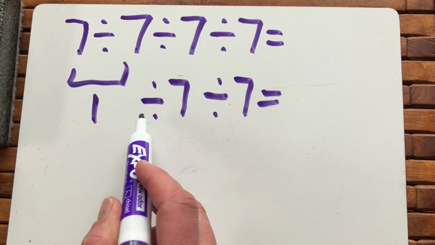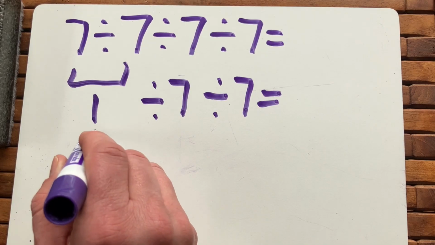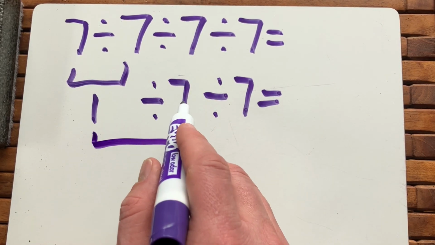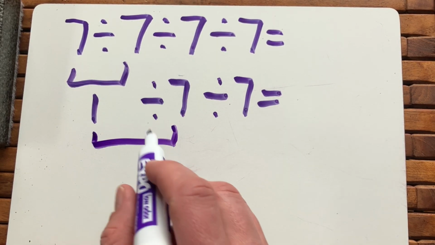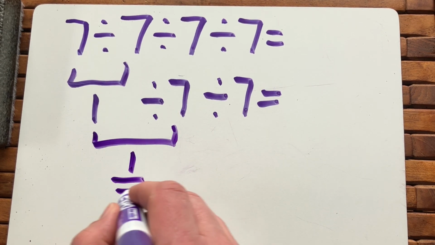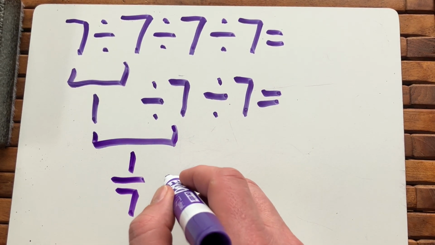Again, we have to come to the left part of the equation here, and we're going to do 7 divided by 1. This can simply be written as 1 over 7. Then we'll bring the rest of the equation down.